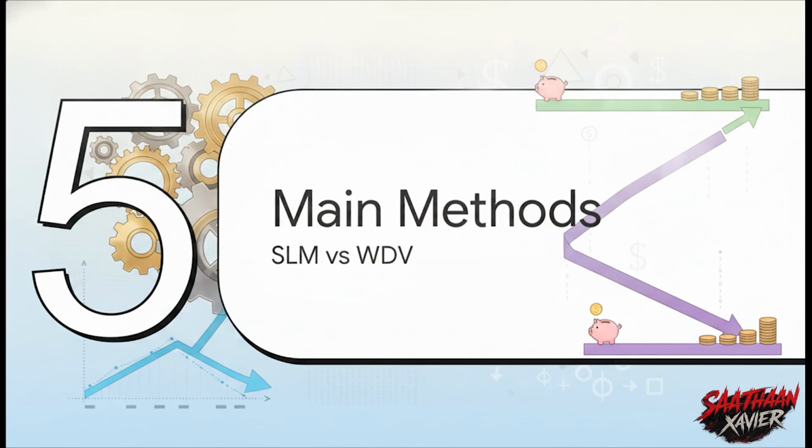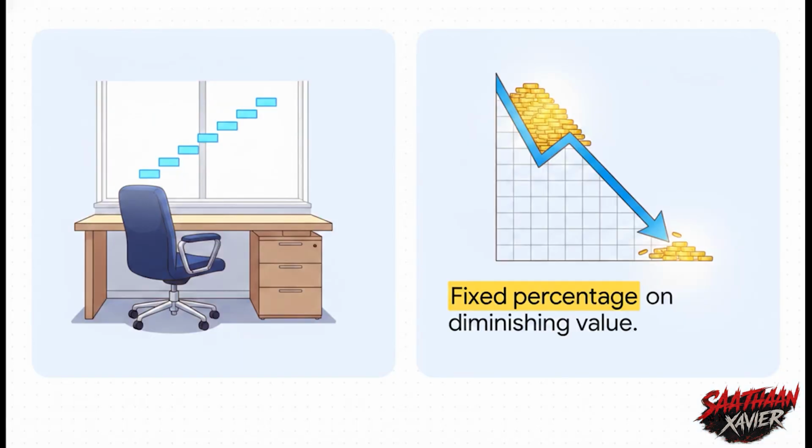All right, Part 5, the main depreciation methods. Now that we know what to depreciate and we know exactly how to calculate the base amount, how do we actually do the math? We've got two major heavy hitters here. First up is the straight line method, or SLM. This gives you an equal, constant amount written off every single year. It's wonderfully simple, predictable, and it's absolutely perfect for assets that lose value at a steady pace, like office furniture.